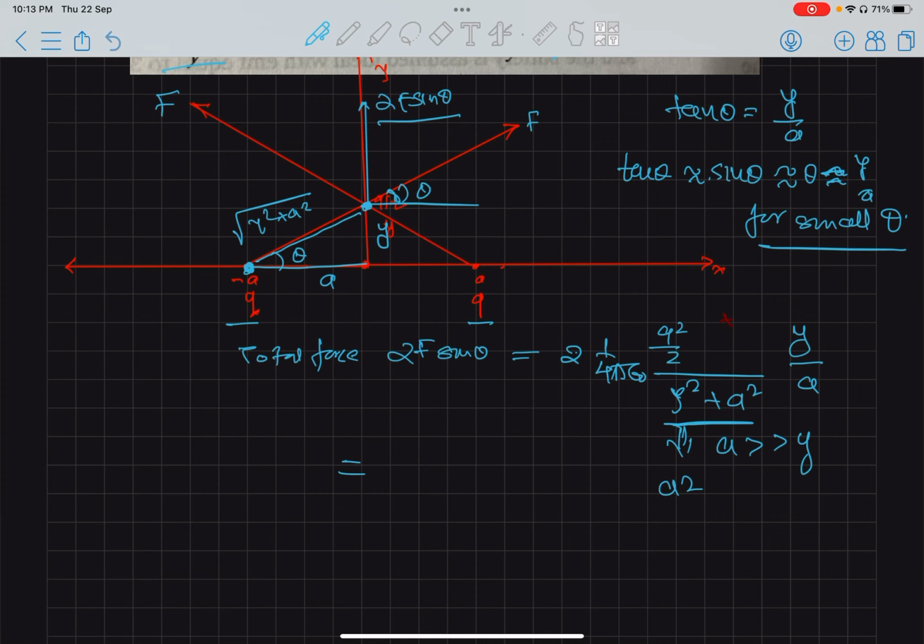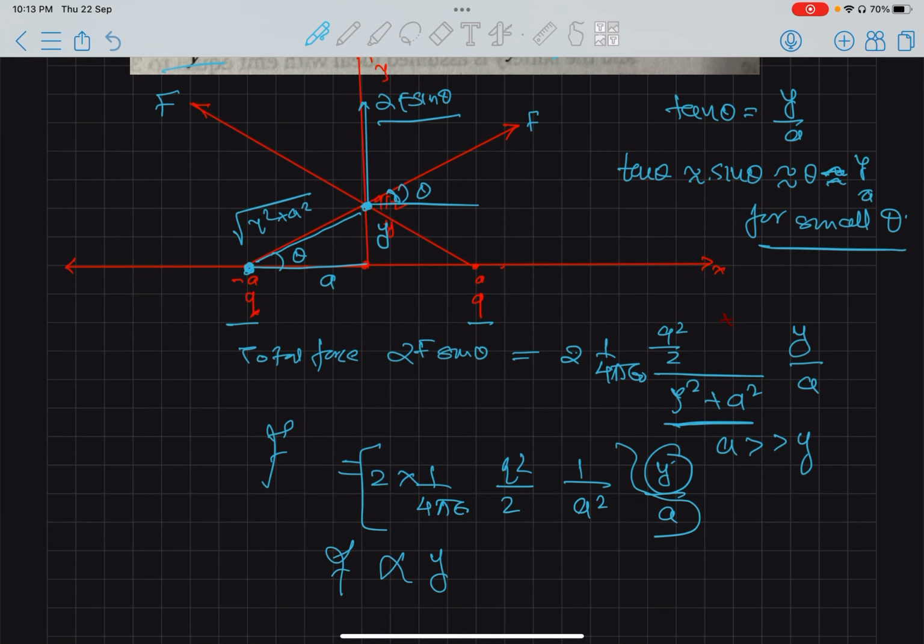So let us again write it: 2 into 1 upon 4 pi epsilon naught, Q square by 2, 1 upon a square into y by a. We know all these things are constant, and so the total force, let us denote it by curly F, is proportional to y only. So this is the answer.